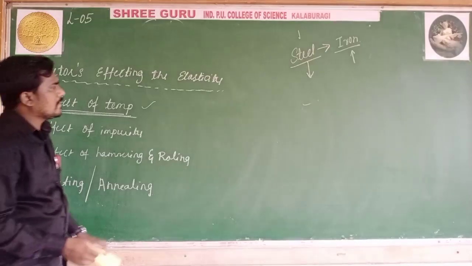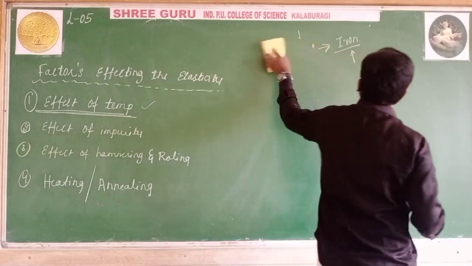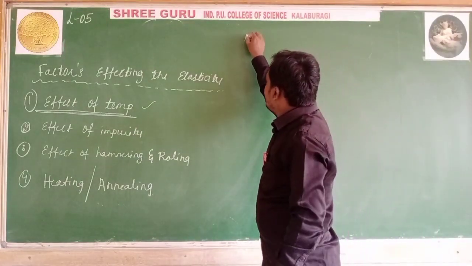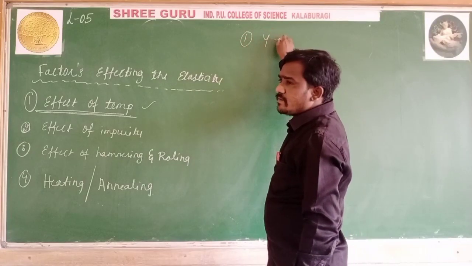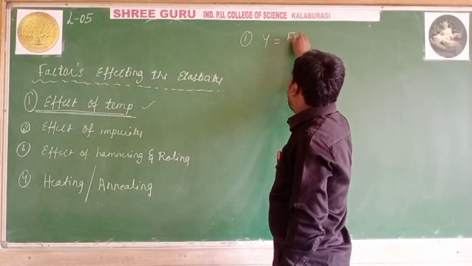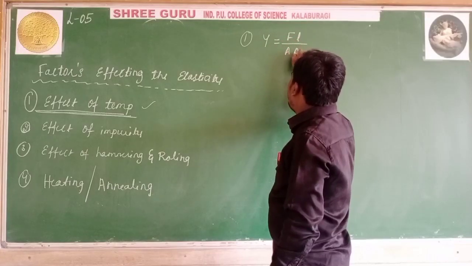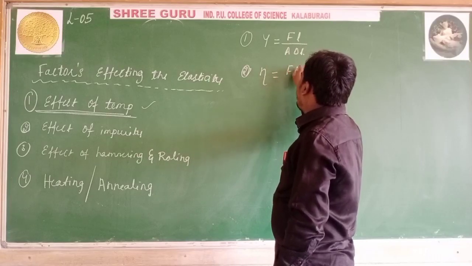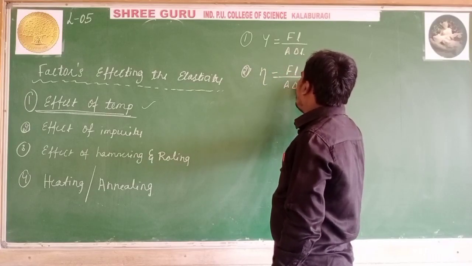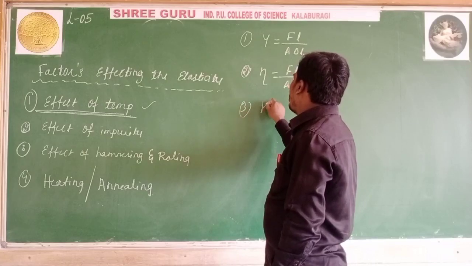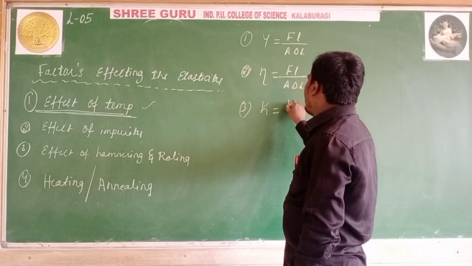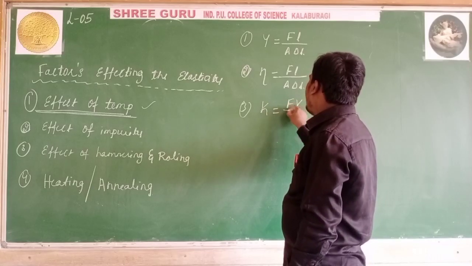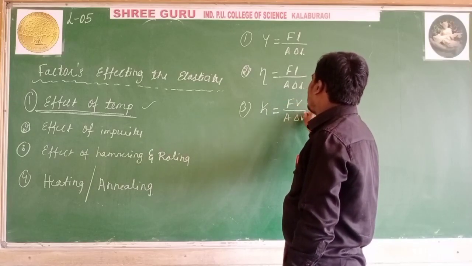And just keep in your mind these important formulas to solve the numericals. The first one is Young's modulus, that is FL by A into delta L. Second one, shear modulus, that is also FL by A into delta L. And third one is bulk modulus, that is force acting per unit area. Here it is FV by A into delta V.